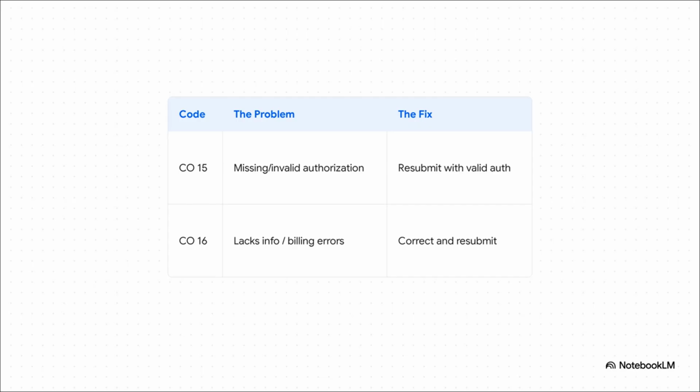Last two in this section, CO15 and 16. CO15 is a classic: no valid authorization, no payment. It's that simple. You've got to make sure that pre-auth is not only done, but that it's entered correctly on the claim. Then you have CO16, which is kind of a catch-all for missing info. It's the payer basically saying, hey, you left something important out. Your job? Put on your detective hat, find that missing clue, and resubmit a complete claim.